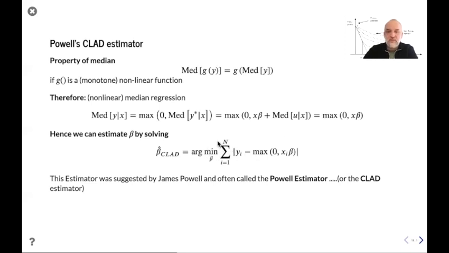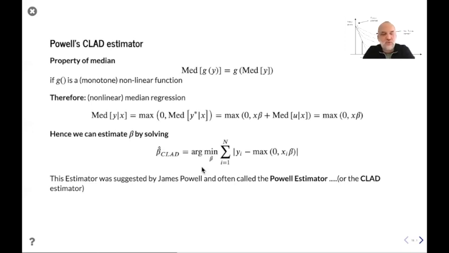Actually, I forgot one over n here, I apologize for that. I just forgot. So this is what you get here. You get this expression here, and that is going to consistently estimate beta.